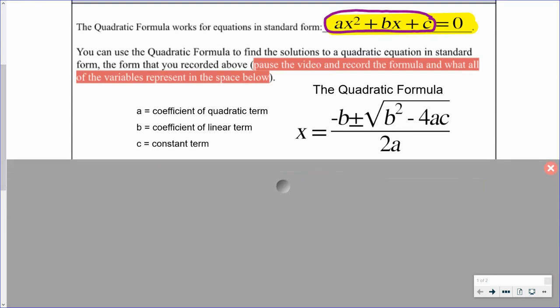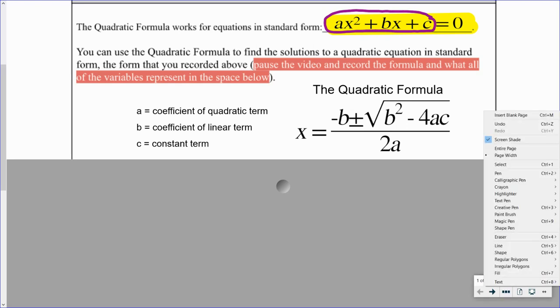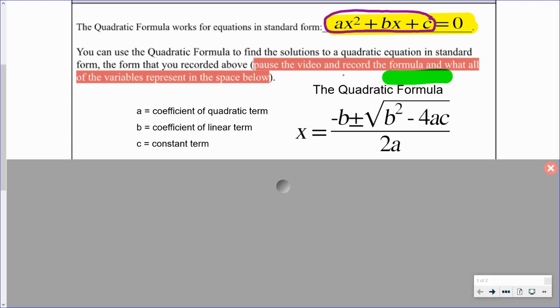You can use the quadratic formula to find the solutions to a quadratic equation in standard form, as I just mentioned, and that's the form that we recorded above. The directions for this follow along with the video, so you'd want to pause the video right now and make sure that you record this. All right, so here's how the formula works. The formula is on the right, and I'm going to highlight that for you right now. So here's the formula.